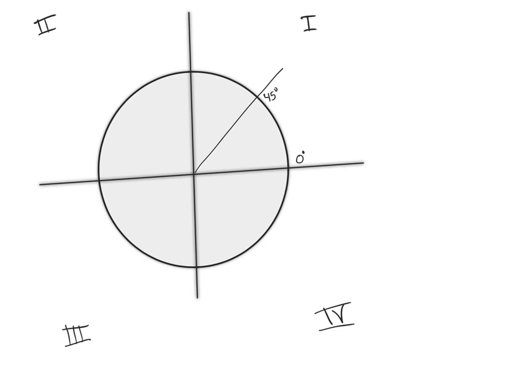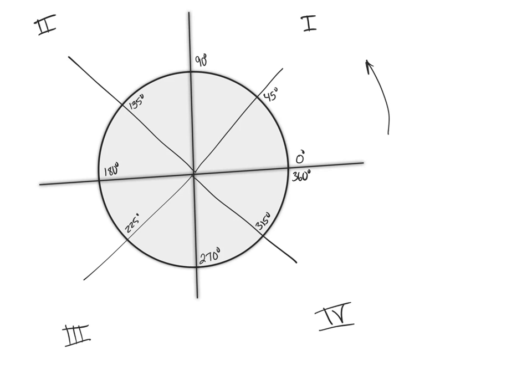Okay, so starting at 0, 45, another 45 puts us at 90, and another 45 puts us at 135 degrees, and another 45 puts us at 180 degrees, and another 45 puts us down here at 225 degrees, and another 45 puts us at 270 degrees, and another 45 puts us out here at 315 degrees, and then our final 45 brings us a full circle at 360 degrees. Again, we're going to always go in a counterclockwise position.